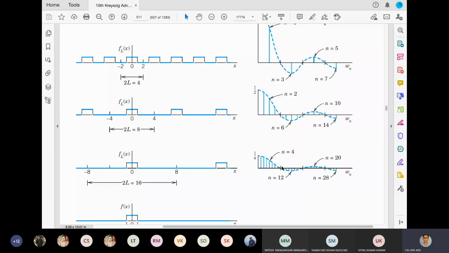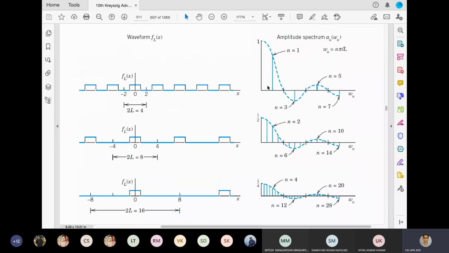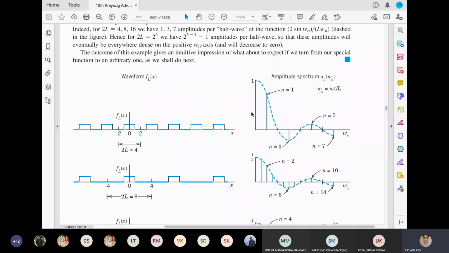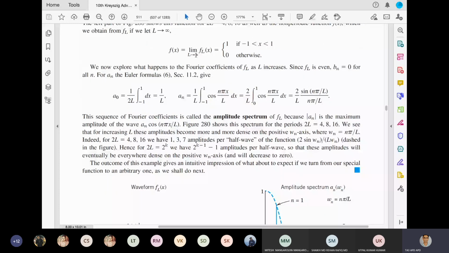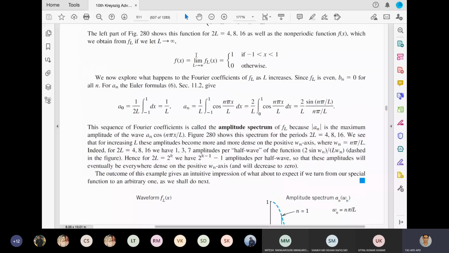In this whole half wave, you have 7 amplitudes, and again the amplitude value is decreasing. So what we are observing is that as you increase L from 2L equal to 4 to 8 to 16, your amplitude spectrum is getting denser and denser, and the value of the amplitude is going down. That is the conclusion from this observation. Now, this is just a graphical understanding that we wanted, in order to see what would happen if you take L tends to infinity, because our ultimate purpose is to convert this Fourier series into the Fourier integral, right?